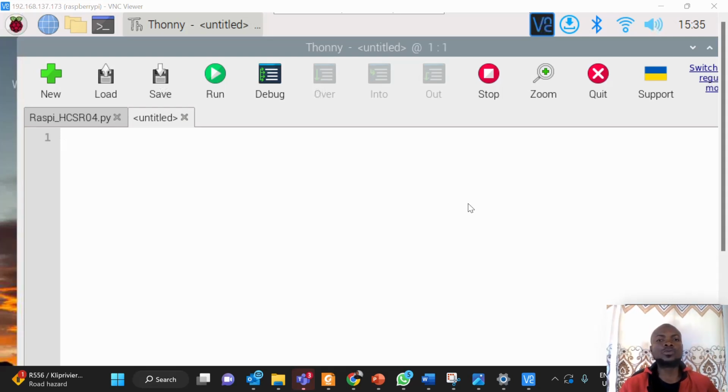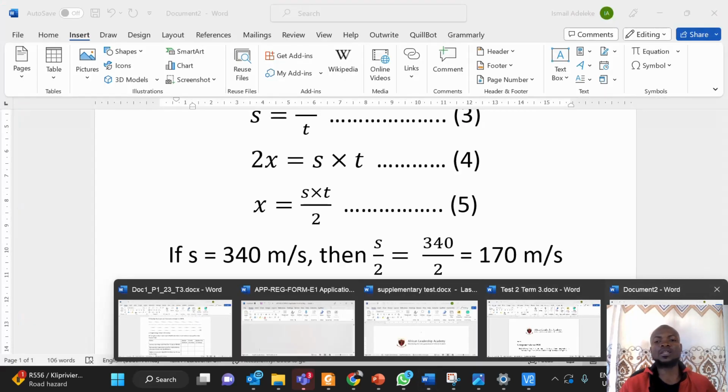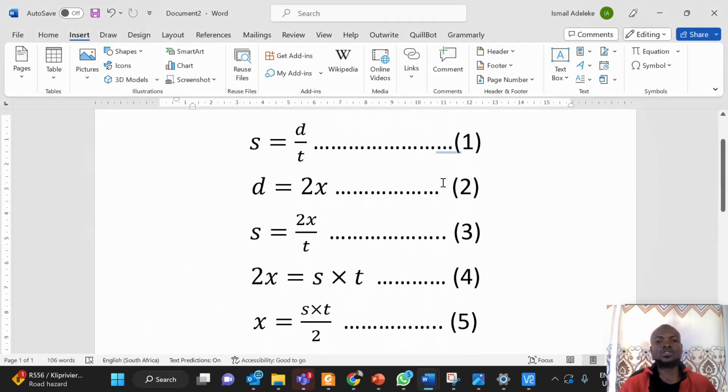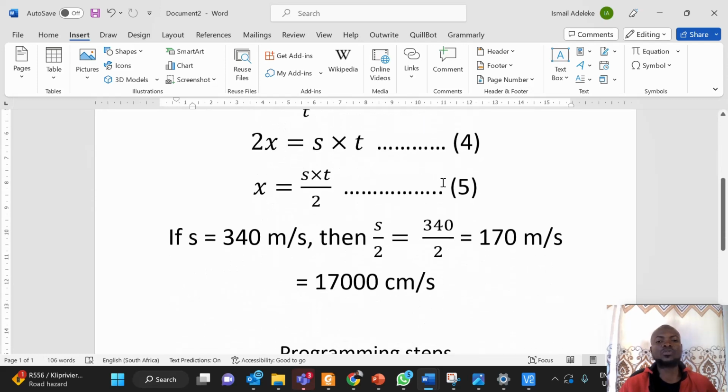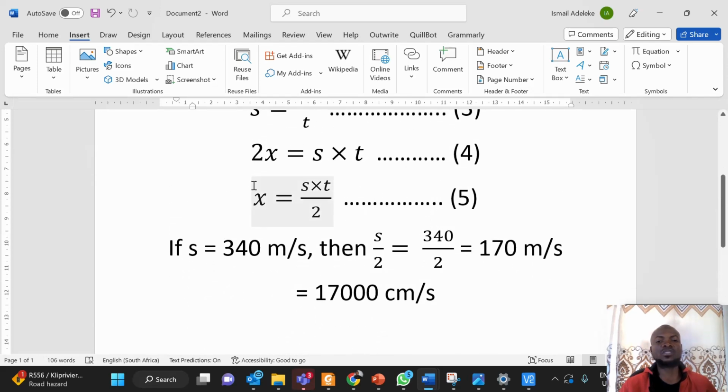So how do we write our code? What do we do to write our code? So let's go back to the planning. Can you remember this formula? We've gotten that whenever you want to calculate distance, you divide the speed of sound in air by 2, then multiply by what? By the time at which the echo goes from high to low.